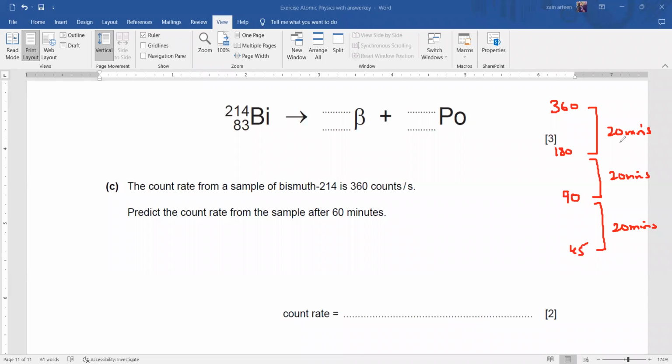So how much time has passed? 3 half-lives, or 60 minutes. When 60 minutes have passed, the count rate will change from 360 to 45. There's no formula you have to use. You just have to show this working in the space, and then write the final answer, which is 45. Like, 3 half-lives are there in this duration, and these 3 half-lives change the radiation from 360 to 45.